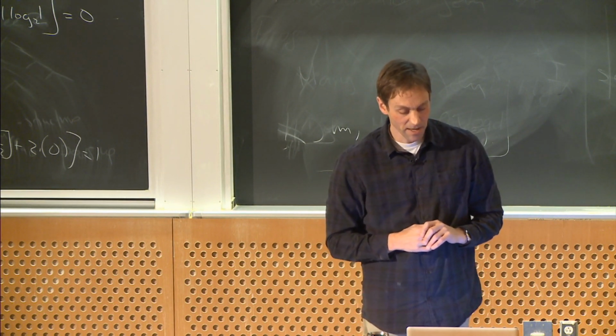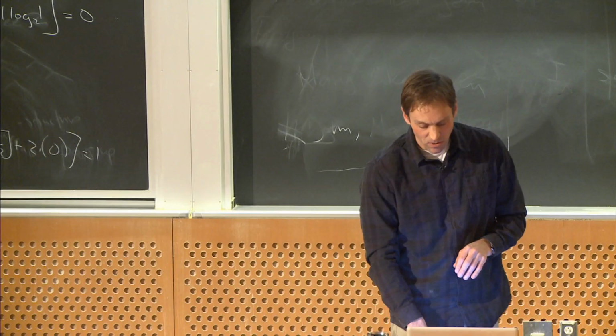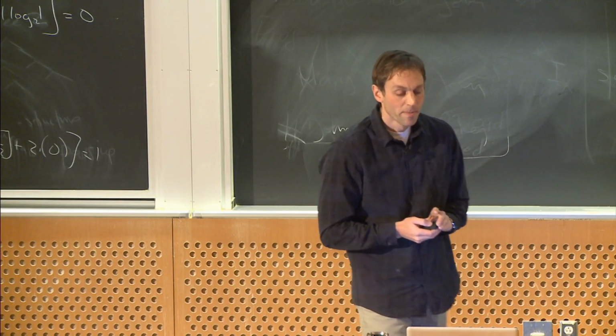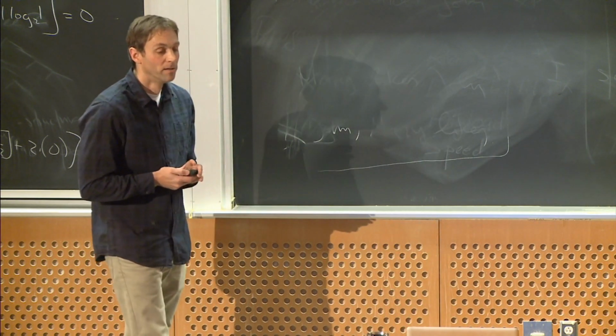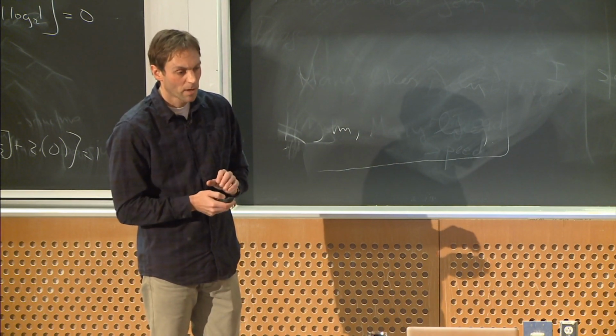Another approach, that we'll talk about in a moment, is probabilistic optimization, where you wander around the space of possible motifs until you find one that looks strong. And then there are deterministic versions of this, like MEME, which we'll get to. We're going to focus today on this second one, mostly because it's a little bit more mysterious and interesting as an algorithm.